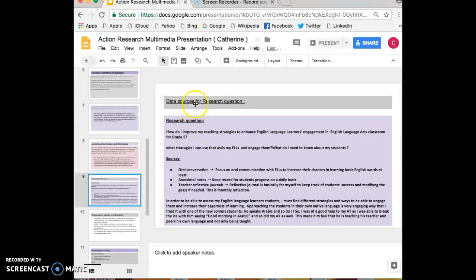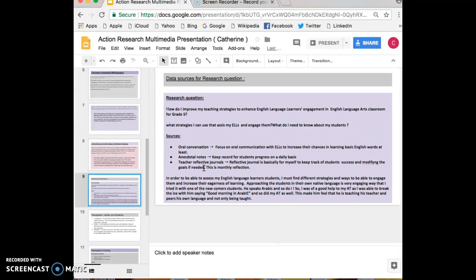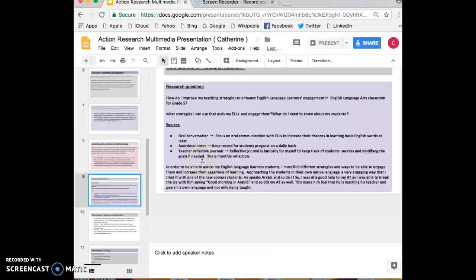Data sources for research question: how do I improve my teaching strategies to enhance English language learners' engagement in English language arts classroom for grade 5? What strategies can I use to assess my ELLs and engage them? What do I need to know about my students?